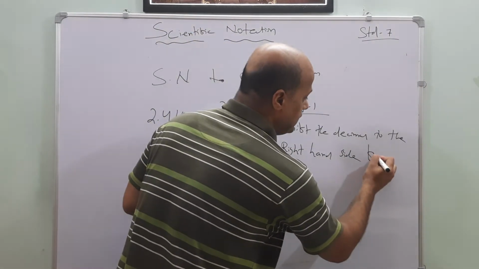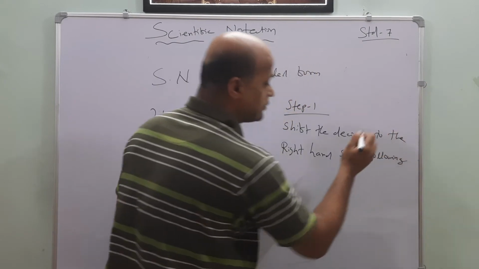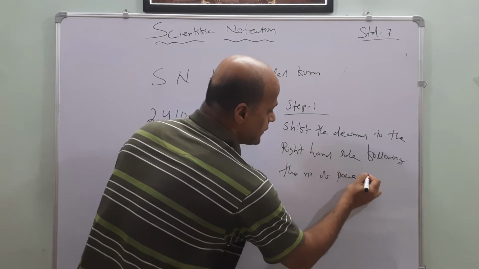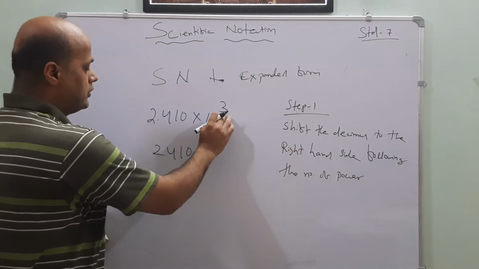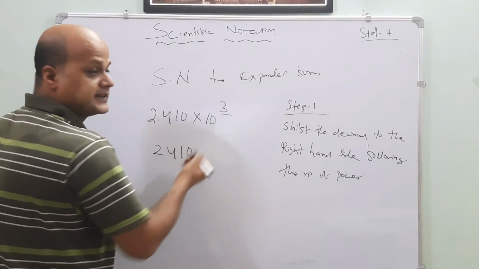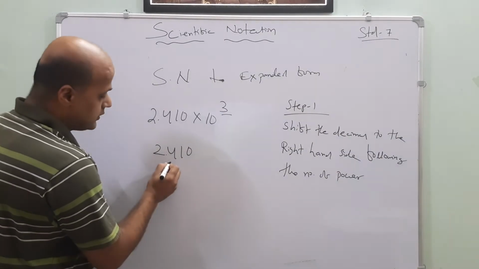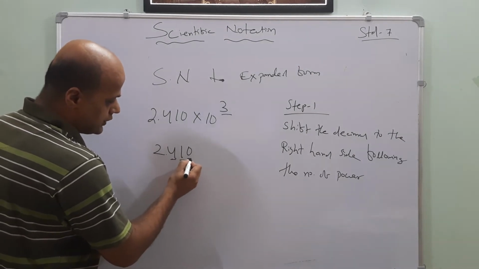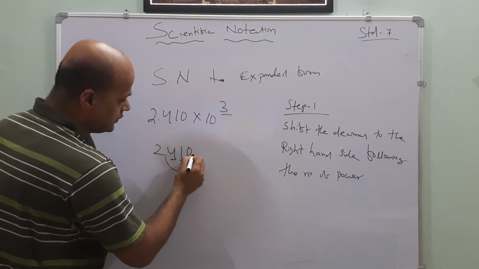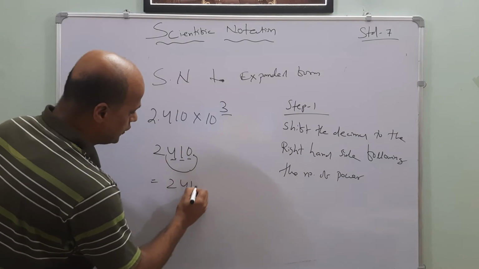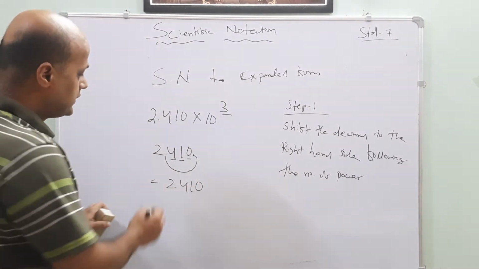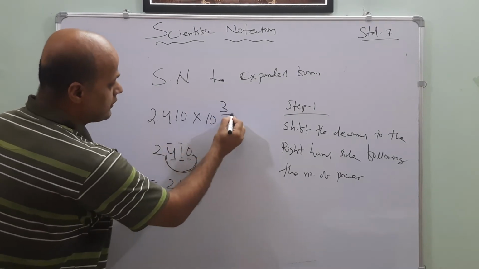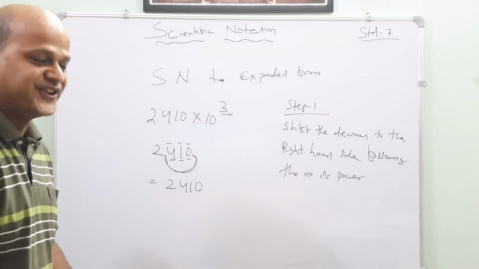Following how many numbers will it shift? Following the value of the power, whatever it will be. Now decimal is here. What is the power? 3 is there, no? So after the decimal you have to shift it. You have to count like 1, 2, 3. Now the decimal will be shifted to here. The expanded form is now 2410. Understood, my dear friends? Here the decimal will come to the last position. Why? 1, 2, 3. Because the power is 3. Okay, very good.